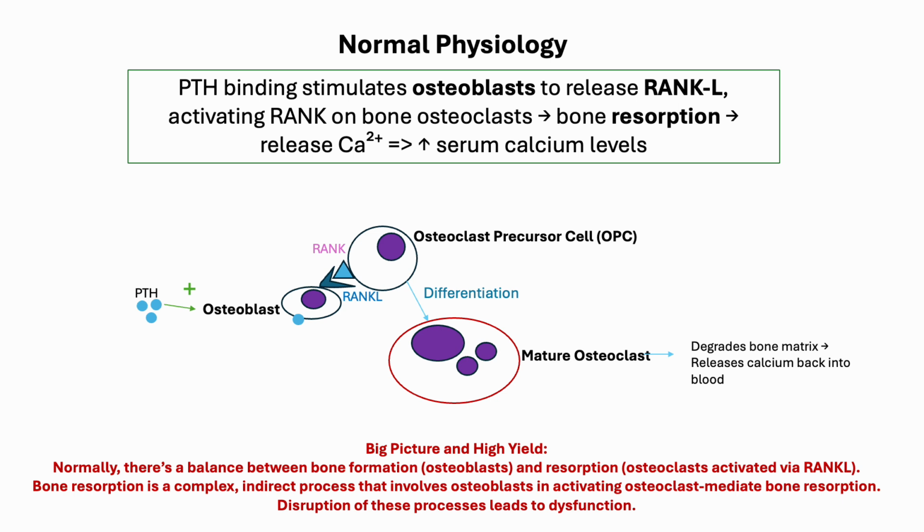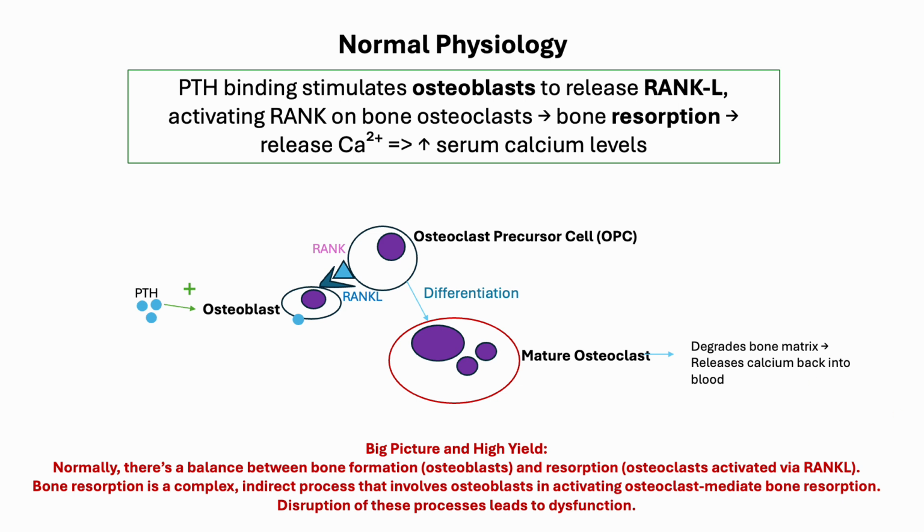Another highly tested concept is the activation of bone osteoclasts during this process. Let's dive further into PTH effects on bone. In the schematic, we see that PTH binding stimulates the osteoblasts to release RANK ligand, or RANK-L, which activates RANK on these bone osteoclasts. They're sort of like baby osteoclasts that are termed osteoclast precursor cells, or OPCs. Once they bind, the OPCs then differentiate into mature osteoclasts. They've grown up and they're ready now to degrade bone matrix and release calcium back into the blood.